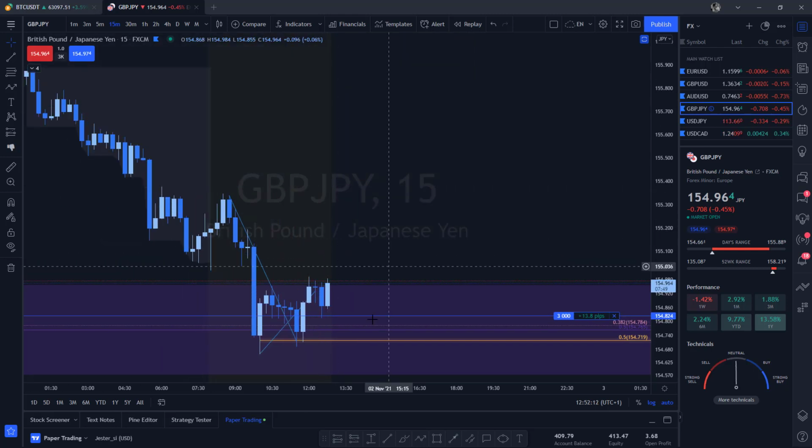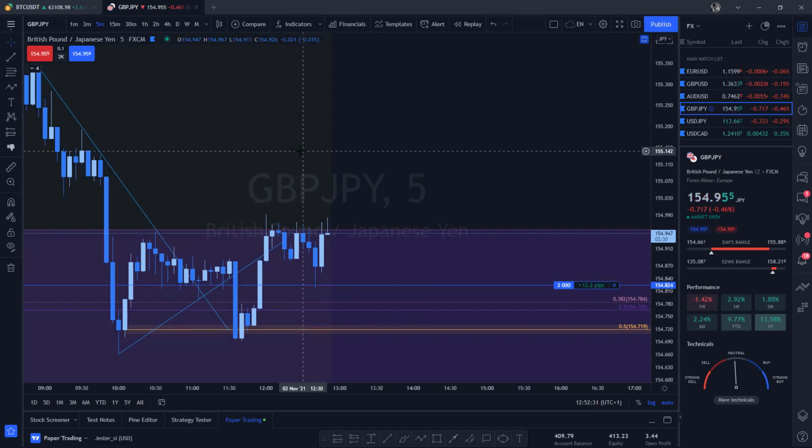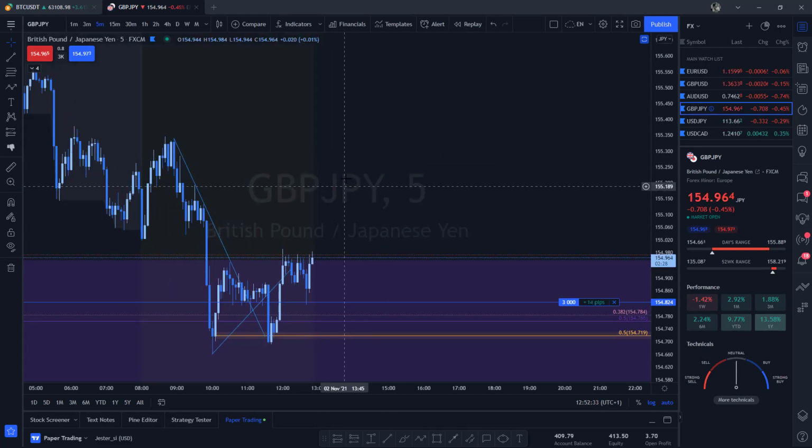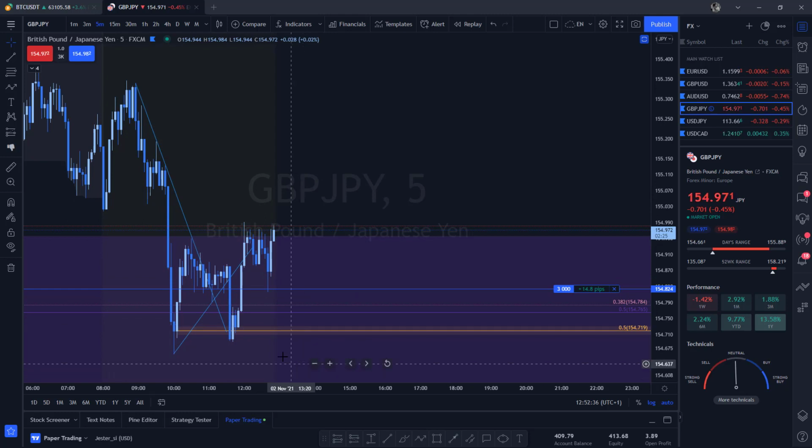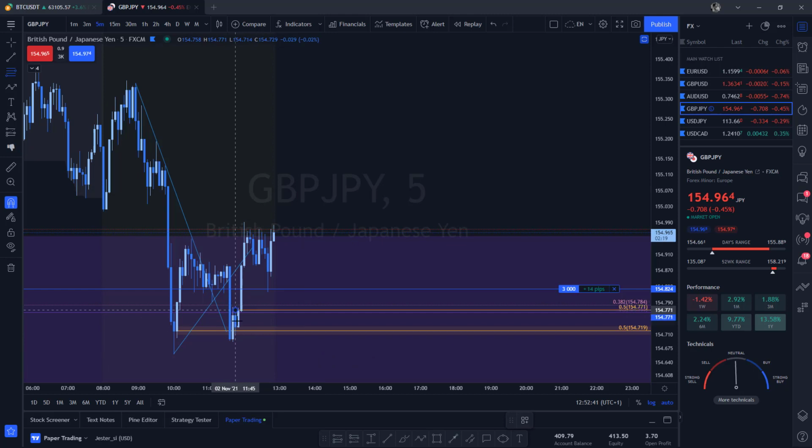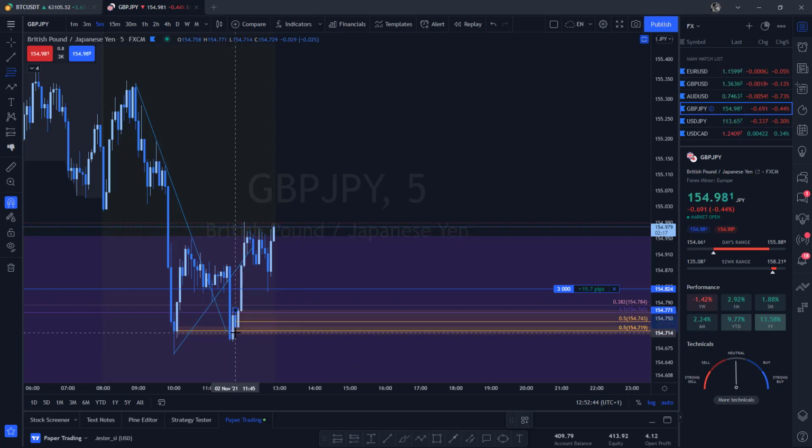So looking at the 15-minute, we have the failed break of this low here, the displacement in price on this buy here that broke structure. Let's go to the 5-minute. That's interesting. So this is the last 5-minute sell to buy that broke structure from this high and this high.